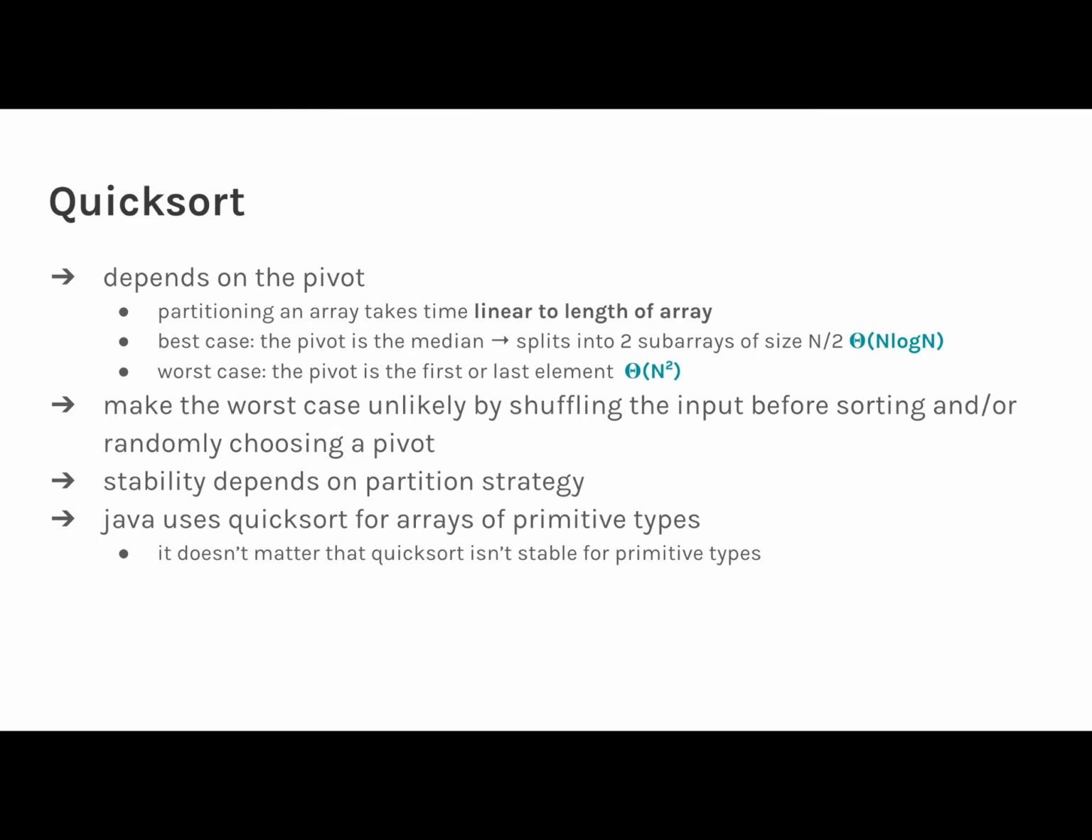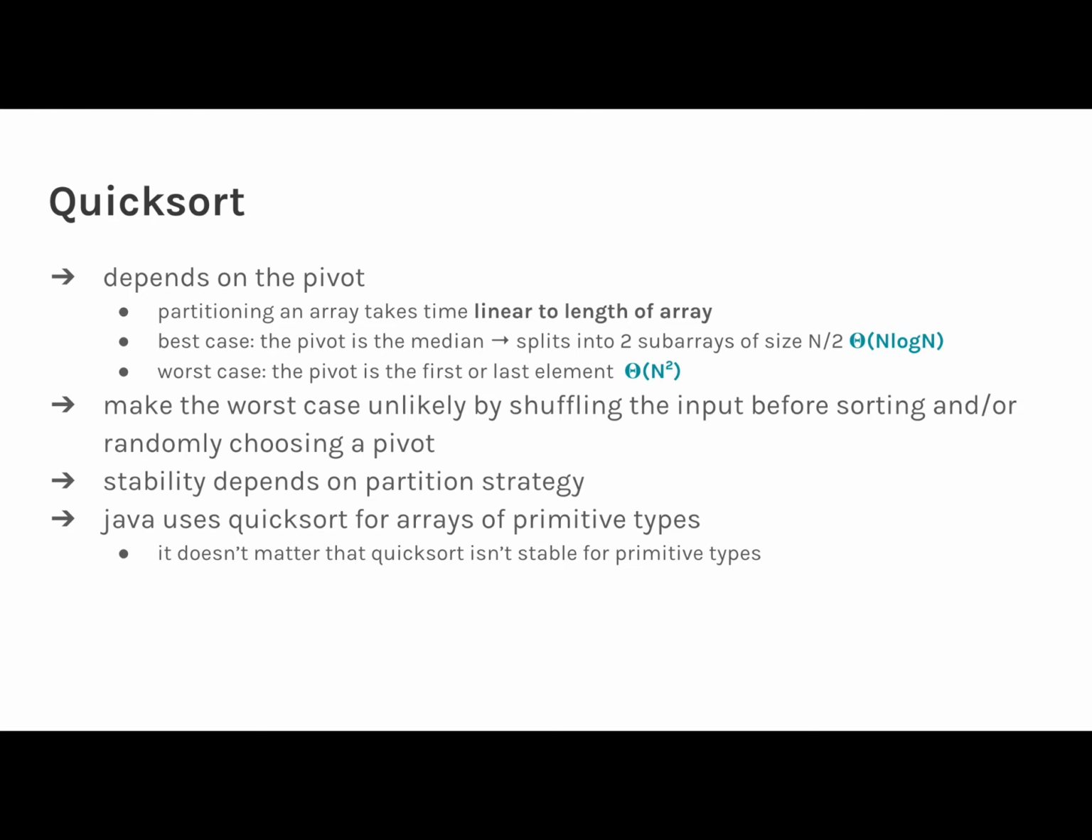Okay, so review of quicksort: the runtime depends on the pivot. In the best and most typical case, it's n log n. For packages where you will actually run quicksort, they'll ensure that they do something to the array or that they have some pivot selection strategy to avoid the worst case. And stability depends on the partition strategy.